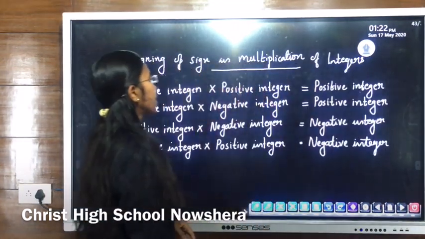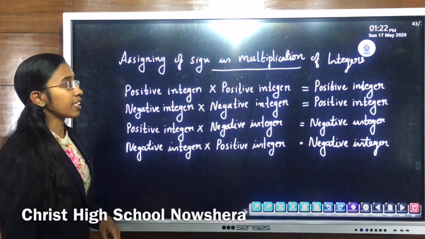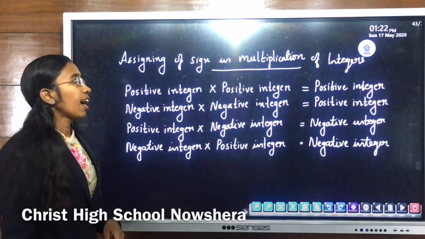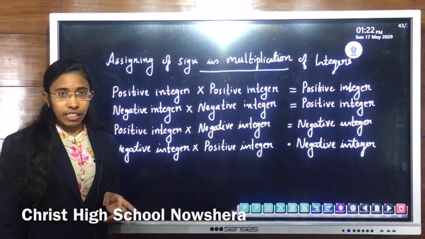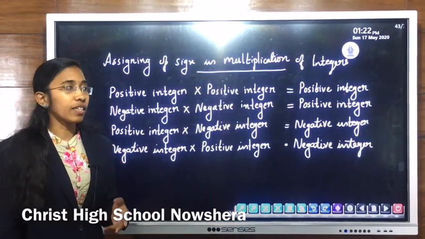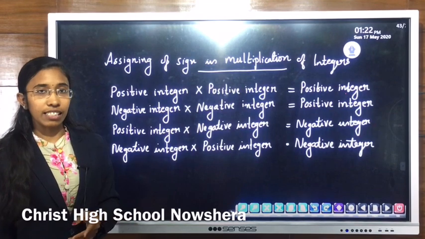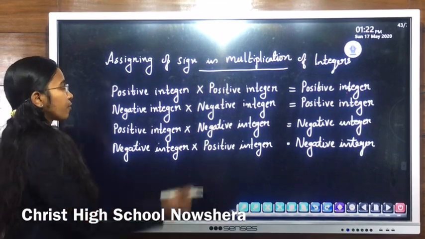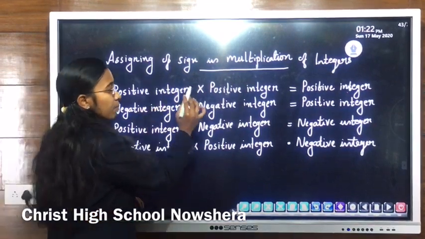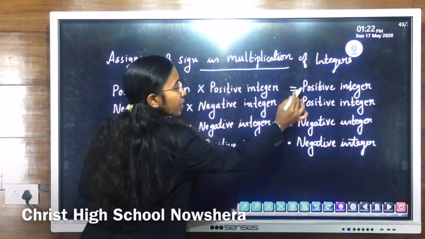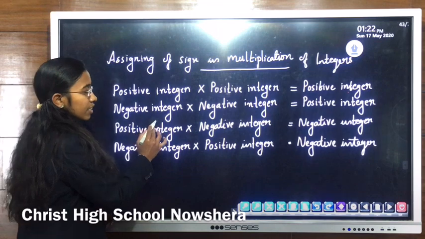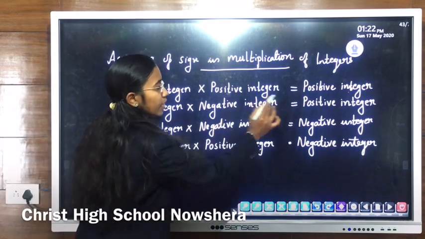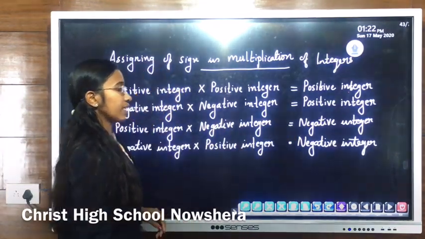And next is assigning of sign in multiplication of integers. Assigning means, suppose we are multiplying two positive integers, then what is the sign? Otherwise we are multiplying two negative integers, then what is the sign? First one, positive integer multiplied by positive integer is equal to positive integer itself. And second, negative integer multiplied by negative integer is equal to again a positive integer.